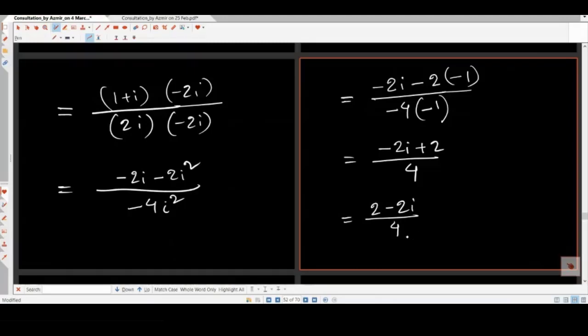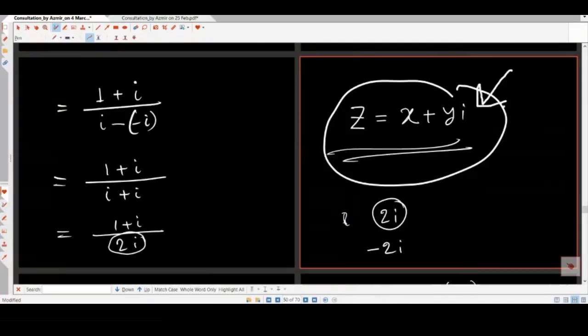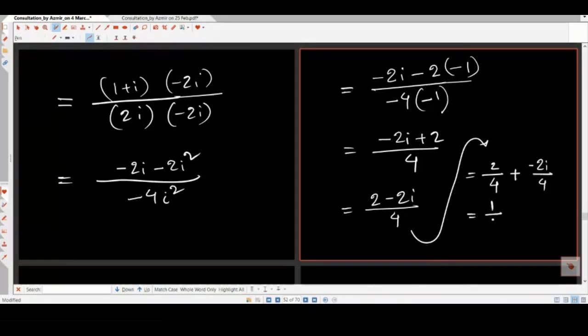Still, it is not in standard form. Just to have the standard form, confirm about this one, that is z equal to x plus yi. So what we have to do now? We can just separate the terms. 2 by 4, positive negative 2i by 4. So it is now 1 by 2, positive negative 1 by 2 i. So this is now x plus yi. So it is now in standard form.